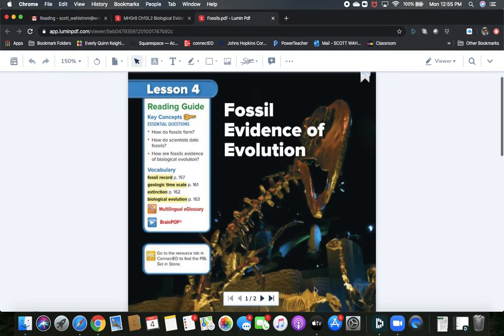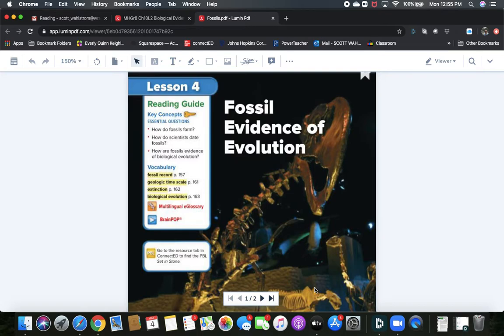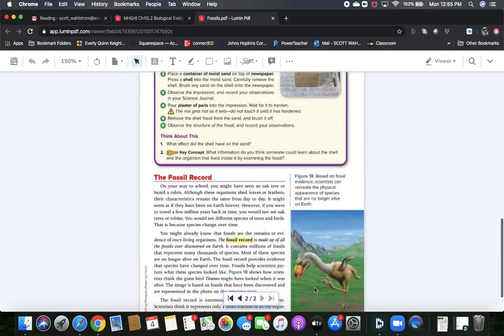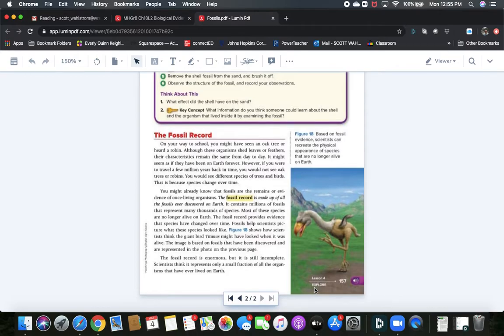The first selection is titled Fossil Evidence of Evolution, and you're asked to read from page 157, the section called The Fossil Record. Here it is right here.